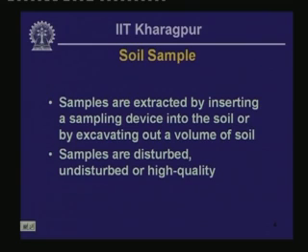Now, soil samples are usually extracted by inserting a sampling device into the soil or excavating out a volume of soil, and we talked about some of these procedures of obtaining samples by excavating out a block in the previous lessons. Depending on what procedure is used during sampling, the sample could be disturbed or it could be undisturbed. So we are going to look at some of the procedures that give you disturbed samples and some of the procedures used for obtaining undisturbed soil samples.